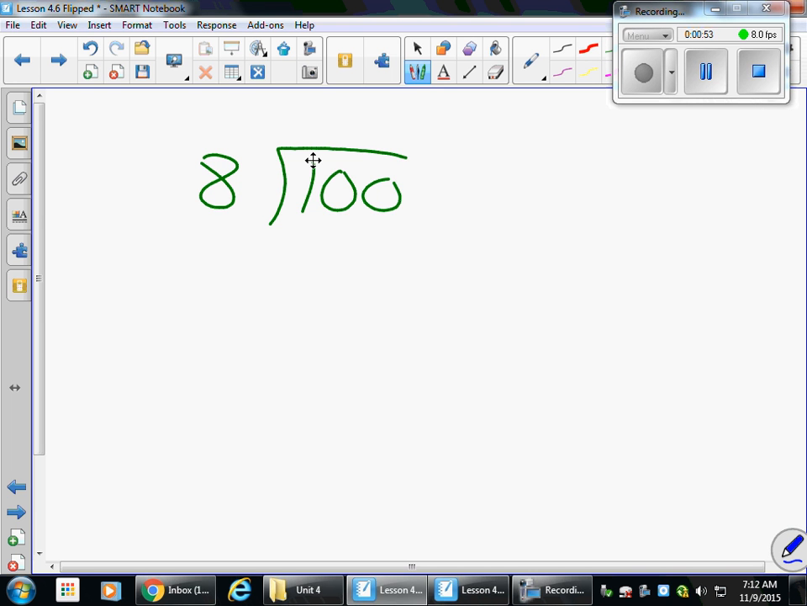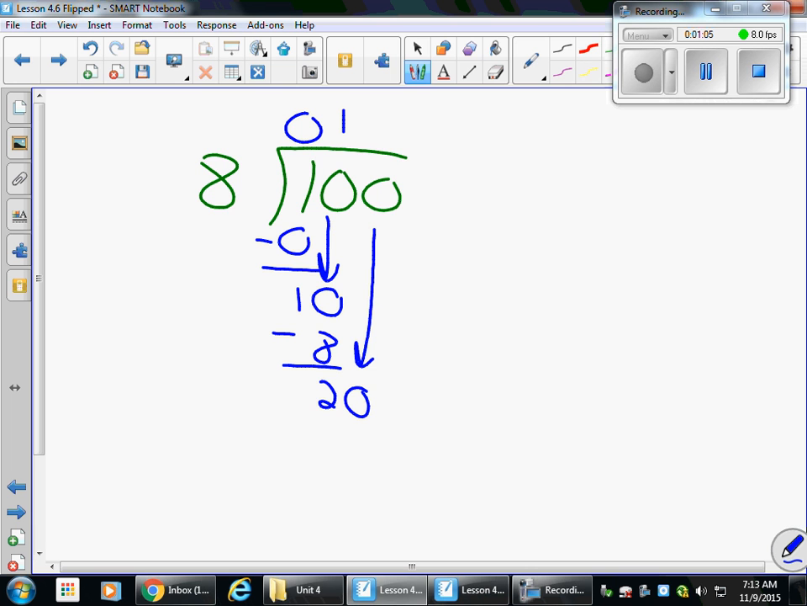8 goes into 1, 0 times. 8 times 0 is 0. I'm going to subtract, get a 1. I'm going to bring down the 0. 8 goes into 10, 1 time. 8 times 1 is 8. Subtract, bring down the 0. 8 goes into 20 how many times? 8 goes into 20 twice. 8 times 2 is 16. Subtract, I'm going to get a 4.